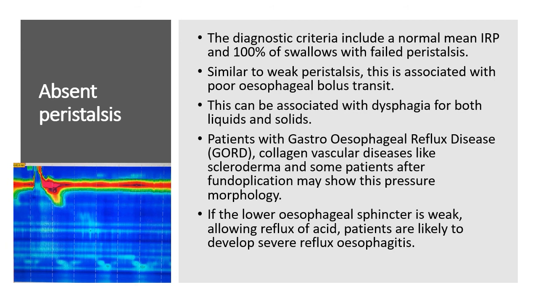Patients with GORD, collagen vascular diseases like scleroderma, and some patients after fundoplication may show this pressure morphology. If the lower esophageal sphincter is weak, allowing reflux of acid, patients are likely to develop severe reflux esophagitis.